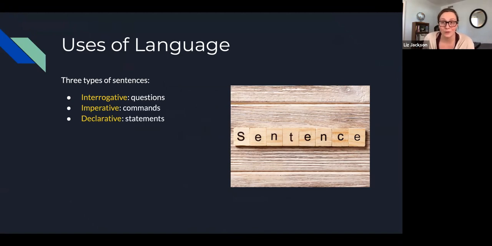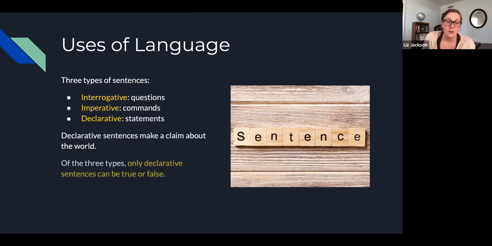So, if I say, will it rain tomorrow? That's an interrogative question. If I say, bring an umbrella, that's an imperative sentence. And if I say, it is raining, that is a declarative sentence. So, unlike questions and commands, declarative sentences make a claim about the world. And of these three types, only declarative sentences can be true or false. A question cannot be true or false, and a command cannot be true or false, but "it is raining" can be either true or false.